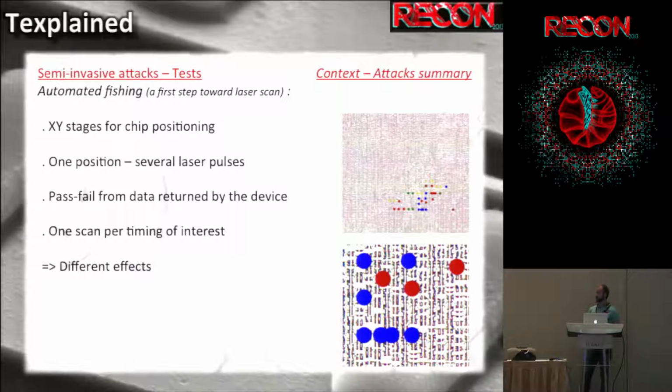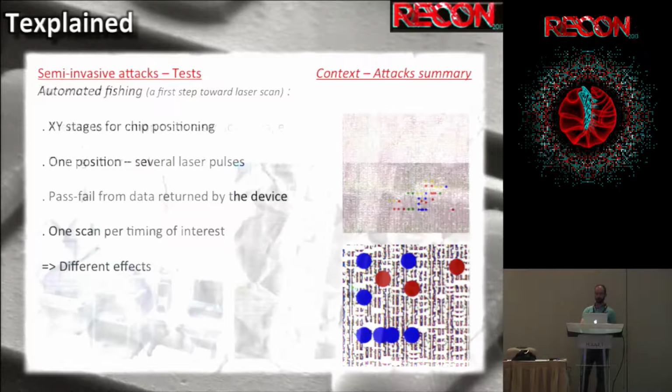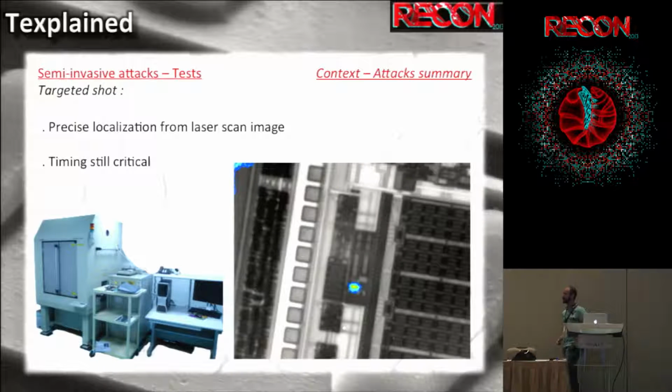But then, if you want to go even further and you have quite some money, you can buy another machine, which is a scanning laser microscope. This one is a famous one. It's a very nice machine. You can use the laser now to make a picture of the chip. So you scan with the laser, and you make a picture of the chip. Once you have the picture, you tell the machine, I want the laser to be here. And so now it will be very precise for the localization. So the only thing now you have to do is find the good timings and the good spots.